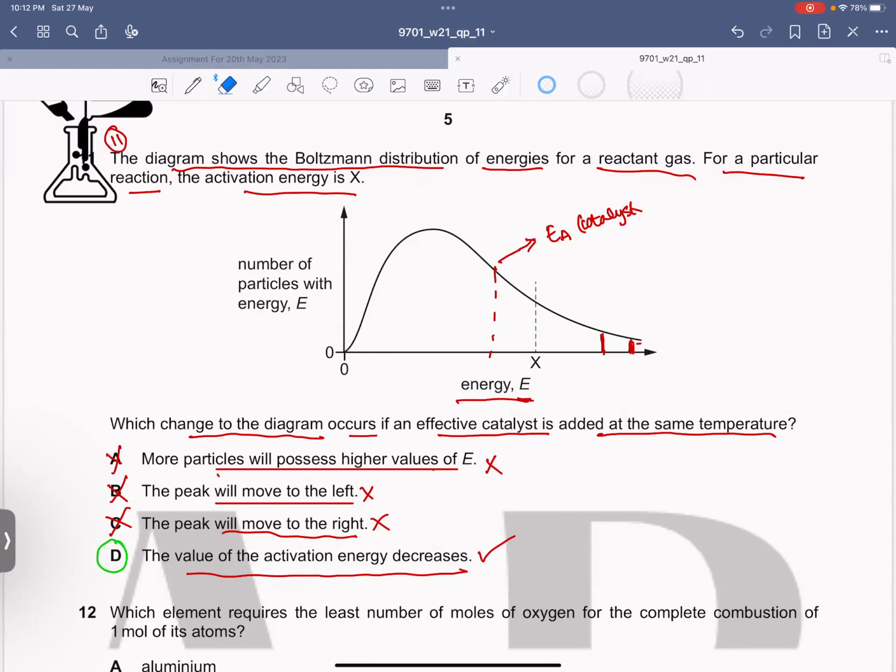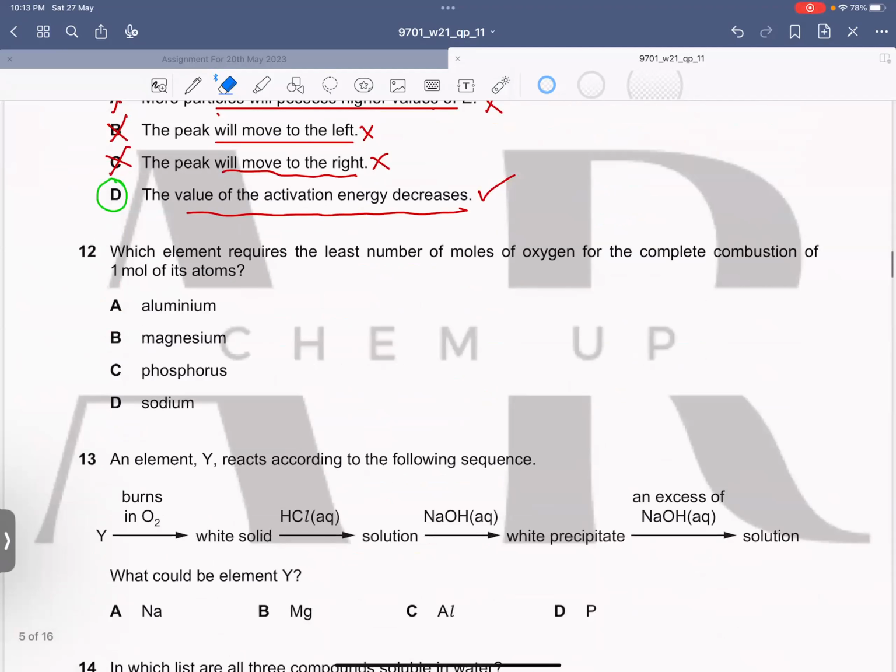Yes sir. So the curve is not shifting to the right. The curve stays the same on adding the catalyst. So there are no more molecules which have a higher value of E. It remains the same, right? Yes sir. So that's why A is wrong. Now question number 12.